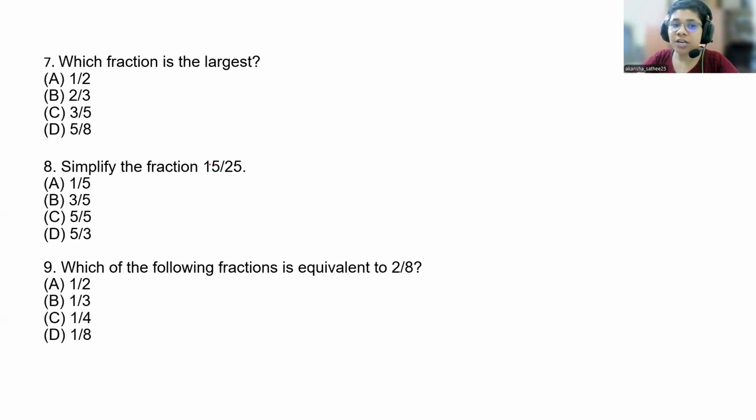Now simplify the fraction 15 by 25. You just have to see, is there any number which divides 15 as well as 25? So you need a single number. You cannot take two different numbers. So you have to see if there is any number which divides 15 as well as 25. So that is how you have to do it. Which of the following fractions is equivalent to 2 by 8? A similar question we have just done. Similarly, you can do this one also.